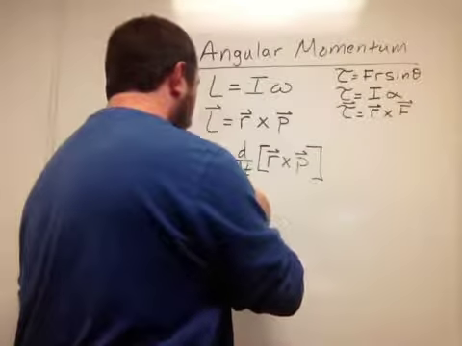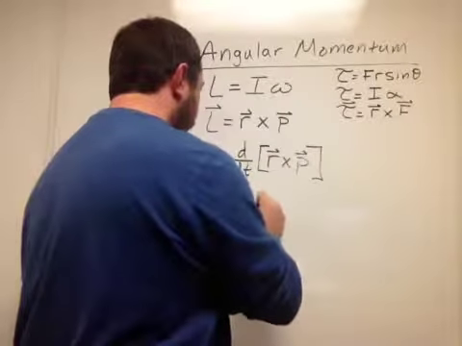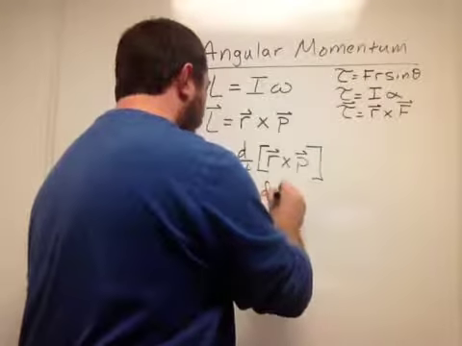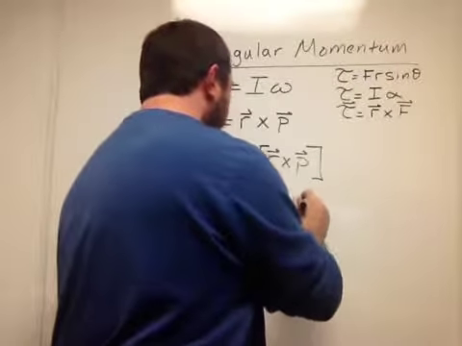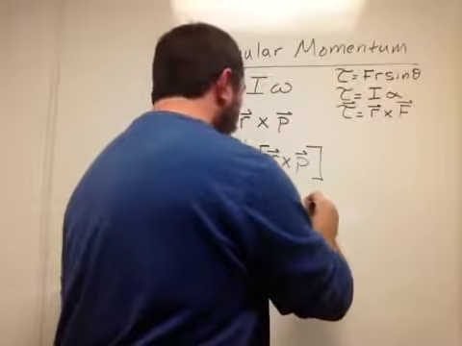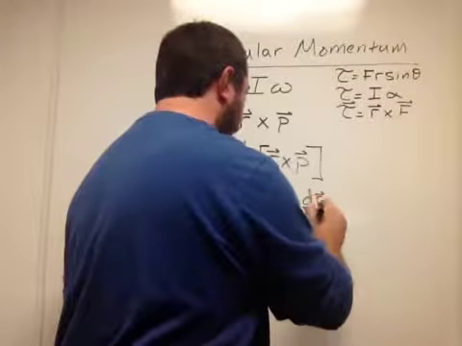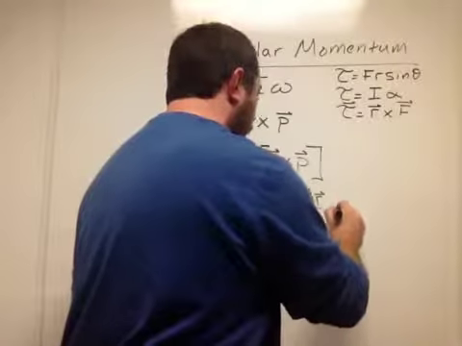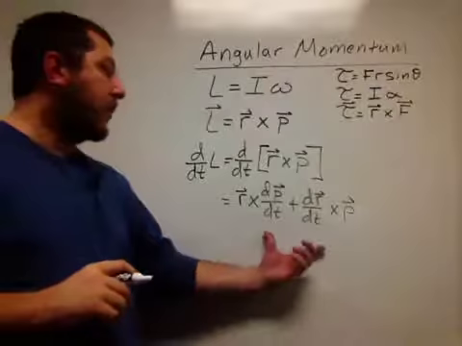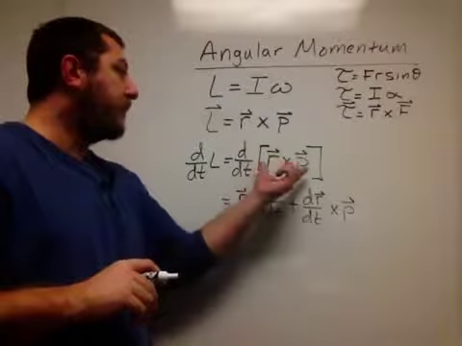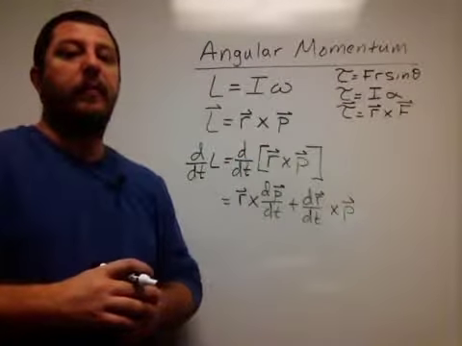So what we're going to do is take the moment arm multiplied by the time derivative of the momentum, and then I add to that the time derivative of the moment arm crossed into the momentum. Okay, so this is the total time derivative of the cross product of the angular momentum.